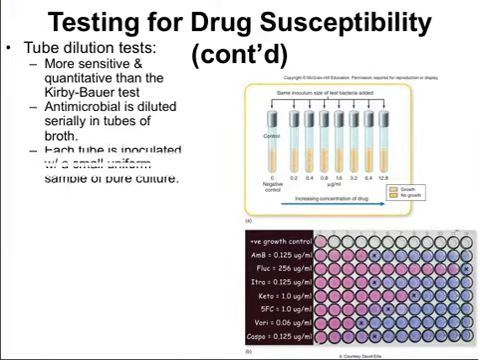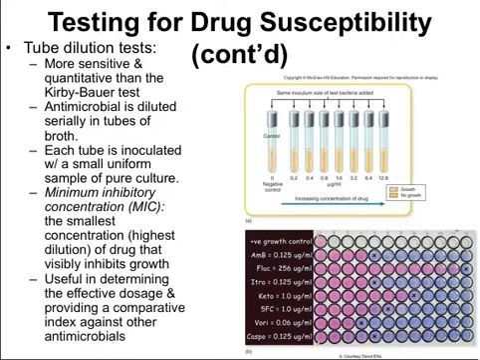Tube dilution tests are more sensitive than Kirby-Bauer. The antimicrobial is diluted serially in broth. The tube is inoculated with pure culture. The minimum inhibitory concentration is the smallest concentration of that drug that inhibits the growth. It's useful in determining the effective dose and providing a comparative index against other antimicrobials.